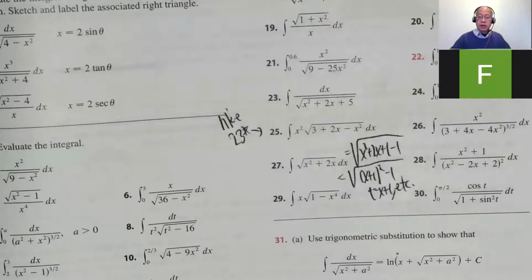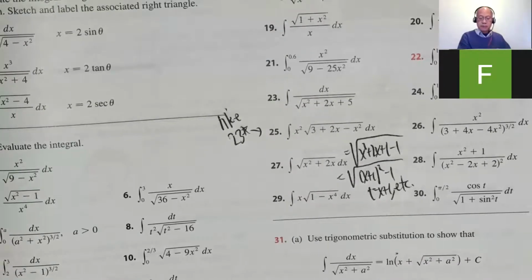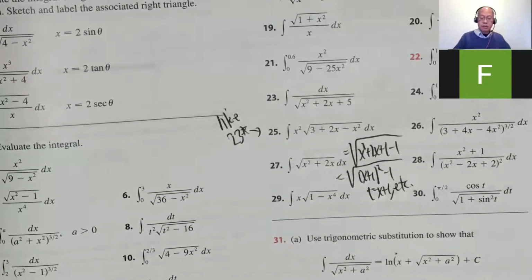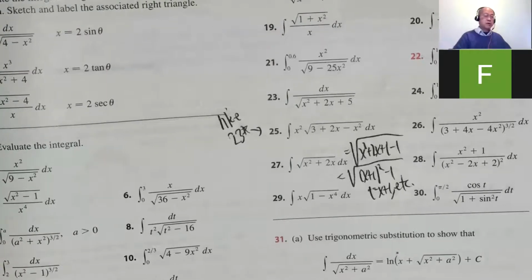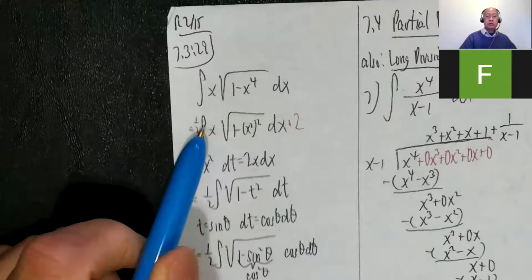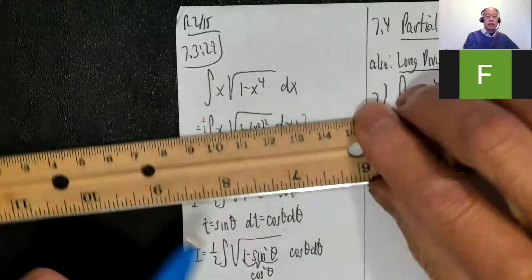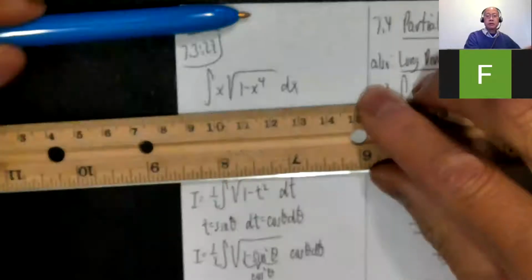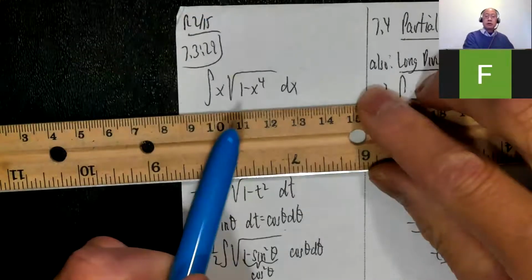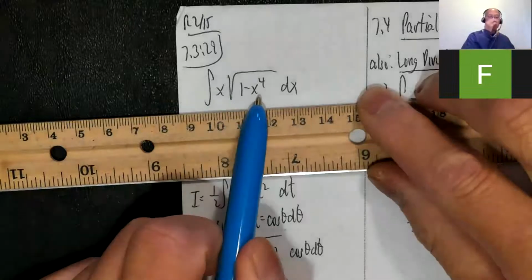Okay, so 29, integral of x radical 1 minus x to the 4th. Okay, and then that would be the last one I was going to show you there. So let me show you that one. Okay, so here's the integral. Again, ignore any dates I have here. So x, radical 1 minus x to the 4th.